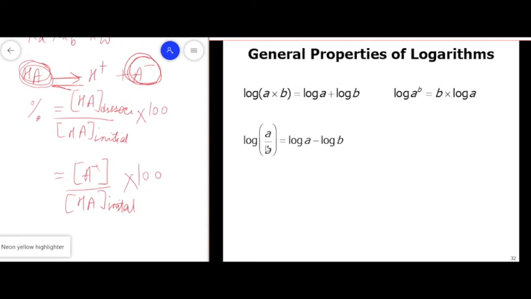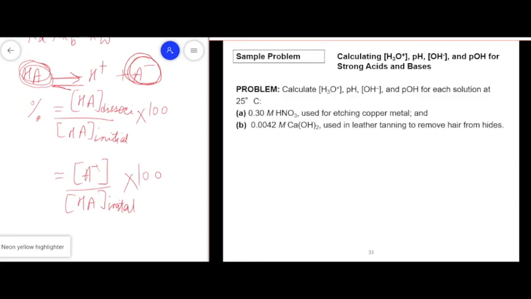If we have log A over B, that becomes log A minus log B. So those are some basic rules of log. Okay, so let's try this question then.